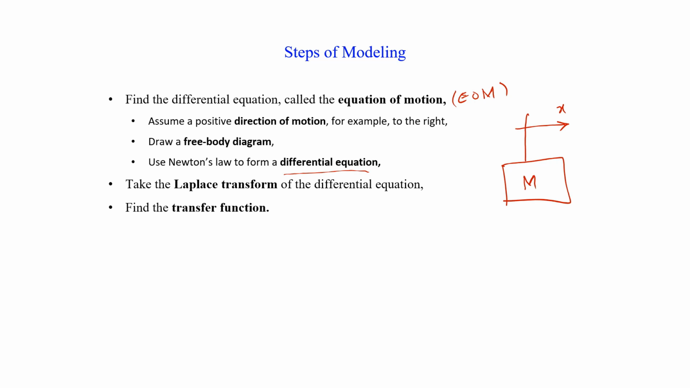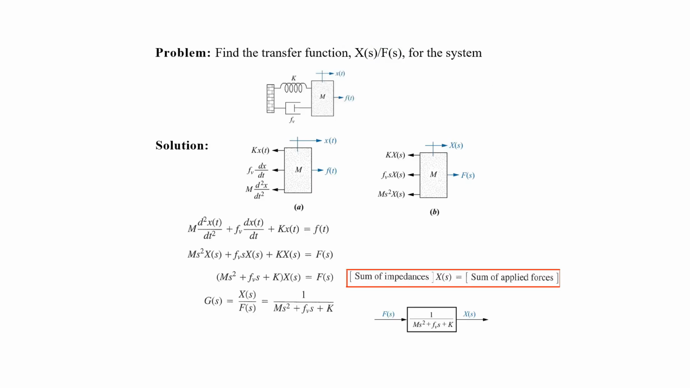After we have found the differential equation, we take the Laplace transform of the differential equation, and from there we find the transfer function of the system. So let's find the transfer function of a simple mass spring damper system shown here, with the mass m, the spring coefficient k, and the viscous friction Fv.